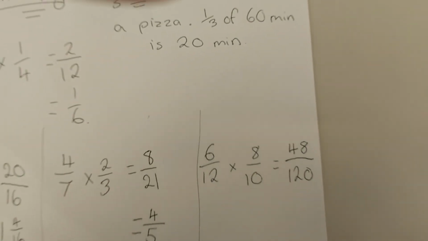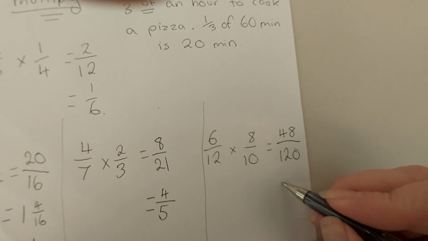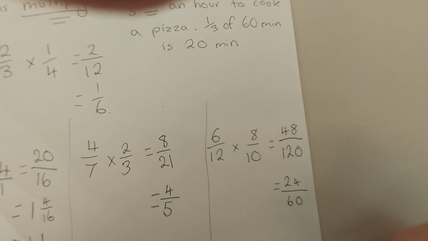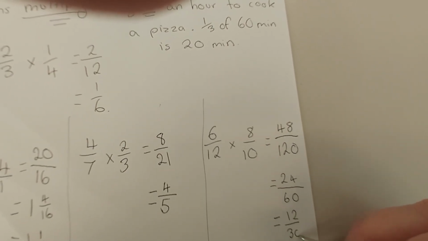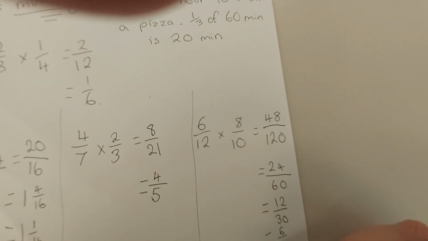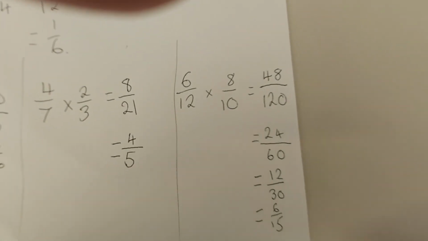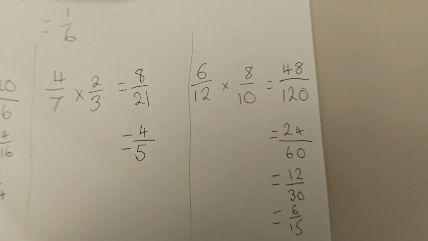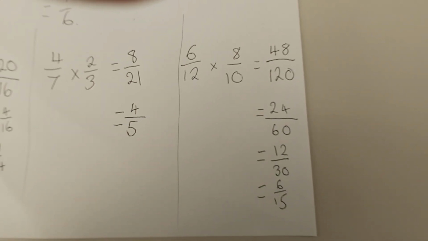We'll just do it the easy way if you like. So half of 48 is going to give us 24. Half of 120 is 60. Okay, we can do that again until we've got 12 over 30. Can we do it again? We can, and then we'll have 6 over 15. Can we do it again? We cannot. All right, so you can literally just keep going down until you find that you can't divide those anymore, and that you've cancelled it down as far as you can.